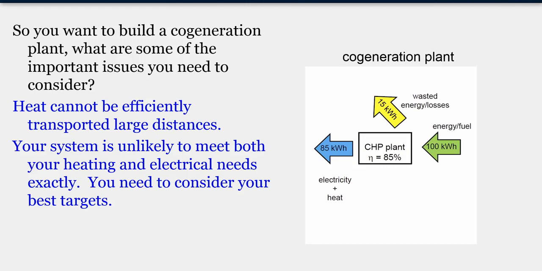And you have to decide whether or not you're going to meet the electrical needs or the heat transfer needs. It's very unlikely that you're going to be able to hit both targets simultaneously. And we'll do an example a little later that'll show you exactly what I mean by why we struggle with trying to hit two targets simultaneously. Okay.